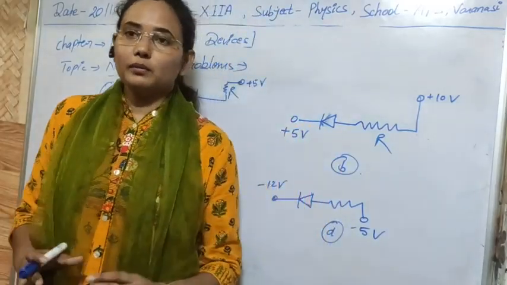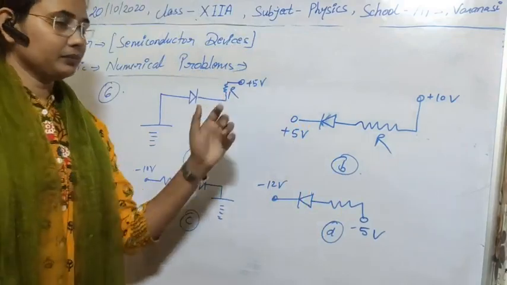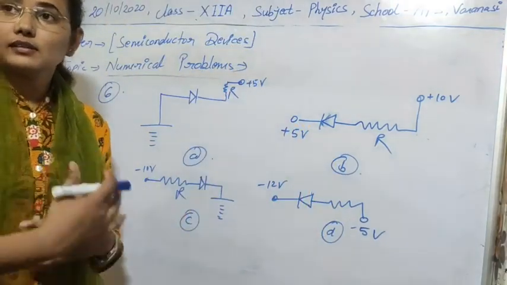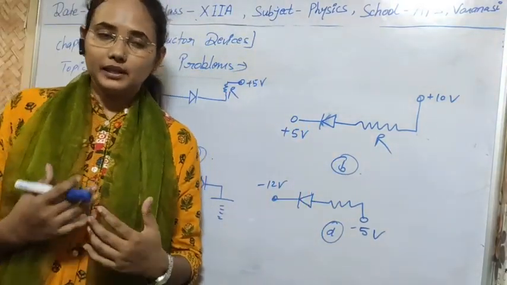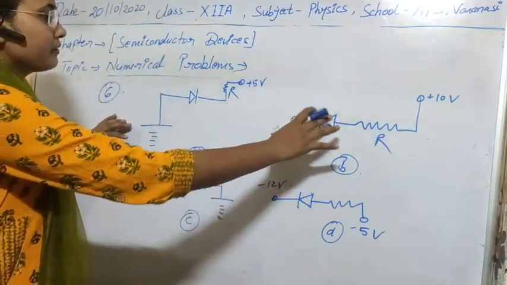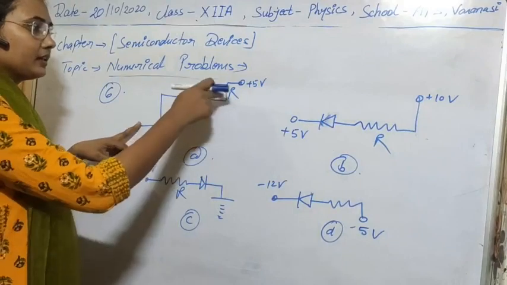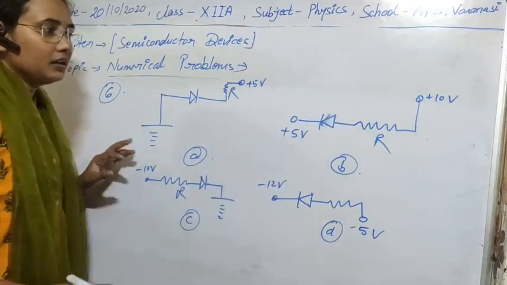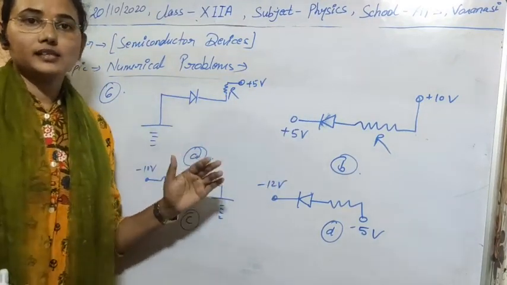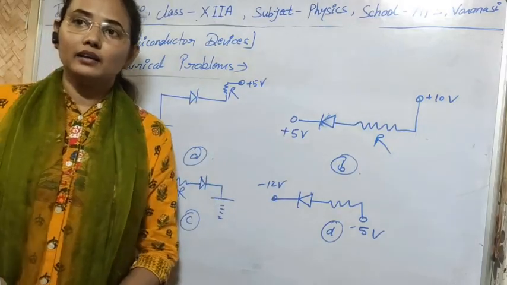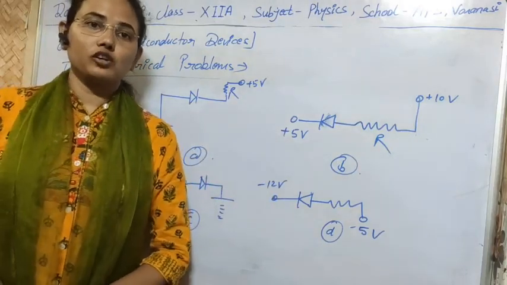So one more problem is here regarding the forward and reverse biasing of a PN junction diode. Here I have given you 4 figures. First is that the diode is connected in this way. If we have different voltages and connections, how can you identify whether the diode is in reverse bias or forward bias?